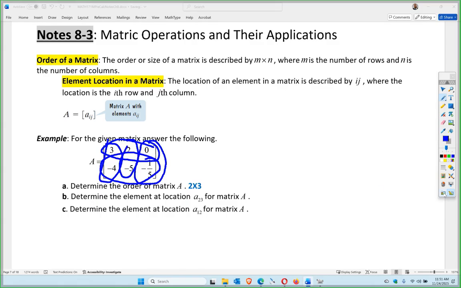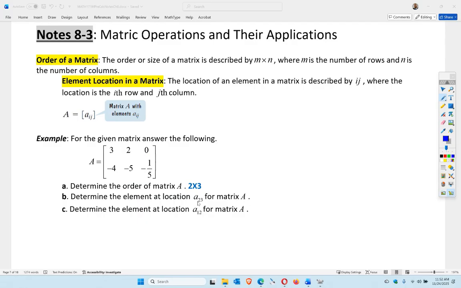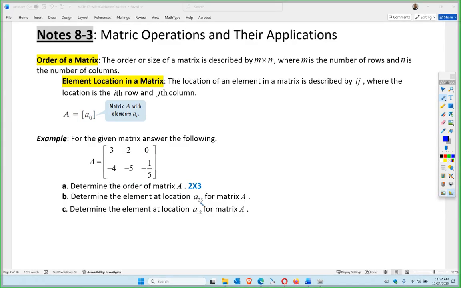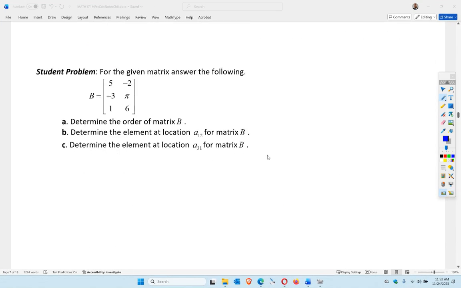Okay. Alright, so the next it says, what is a 2,3? It doesn't mean 23, it's the second row, third column. So second row, and then third column is the negative 1/5, right? And then a 1,2 is not 12, it's the first row, and then second column is just the 2, correct? Okay, so it's row then column. Alright, so go down to here, take a second, and pause the video, try this one for yourself.